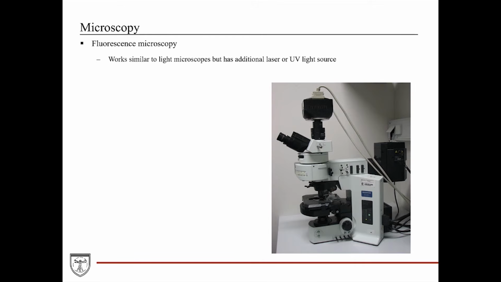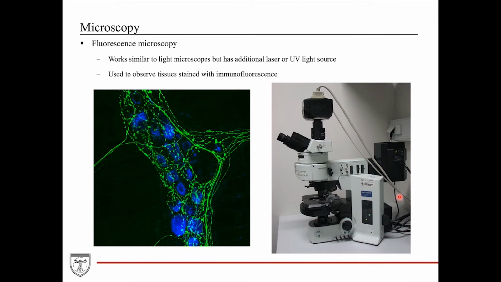Next, we have fluorescence microscopy. Now, fluorescence microscopes actually look and function very similar to the light microscopes. In fact, they have natural light source and can be used as light microscopy, but in addition, they have an extra light source in the back, either UV or laser source, that can be used to view the immunofluorescence stained tissues, such as this.